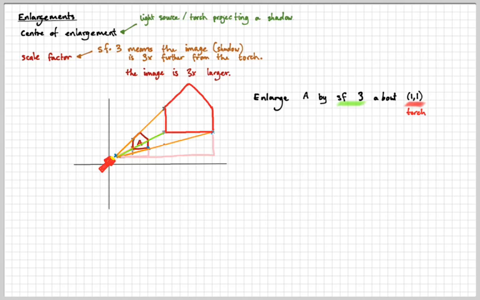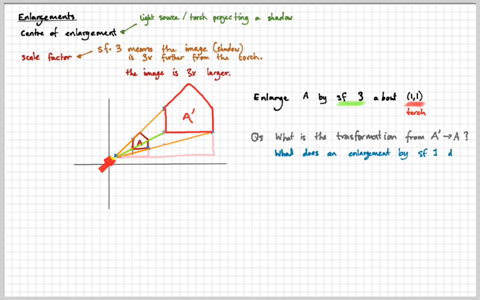Okay, so just some things to think about, which we won't go into in this video, but hopefully we'll go into in lessons perhaps. If we've looked at the enlargement from A to A prime, what would be the enlargement or the transformation from A prime to A? What would be the reverse enlargement, as it were? Other questions: what does an enlargement by scale factor 1 do? What would a negative scale factor of enlargement look like? Just some things to think about.